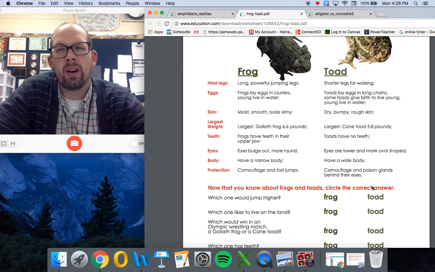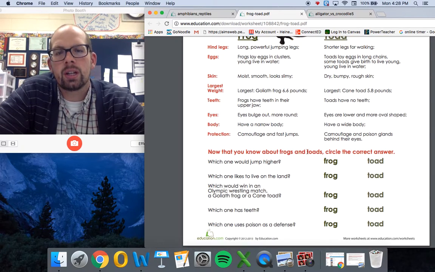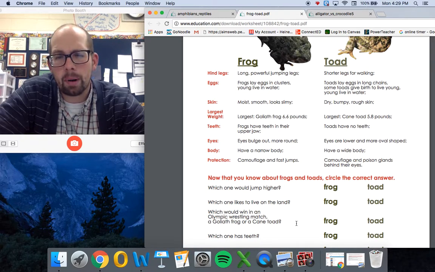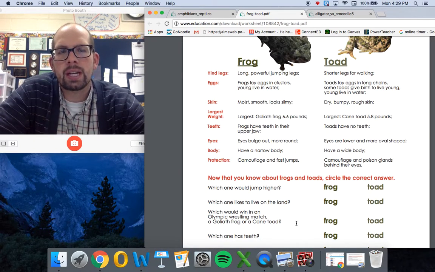So now, using the article, answer these questions. You know some stuff about frogs and toads, circle the correct answer. Which one would jump higher? Which one likes to live on the land? Which one would win in an Olympic wrestling match, a Goliath frog or a cane toad? Which one has teeth? And which one uses poison as a defense? Okay, so again, if you need to pause or rewind, this is a great time to do that.